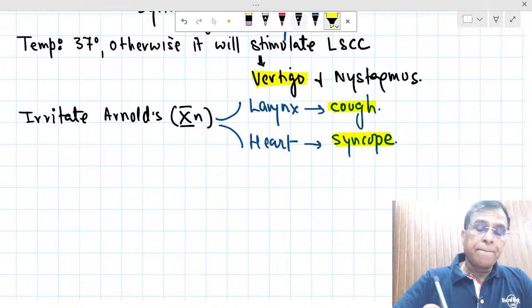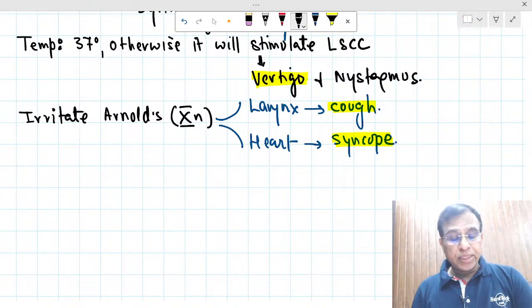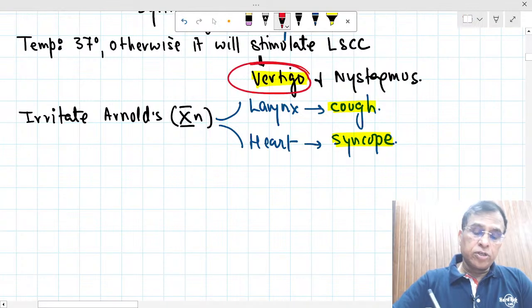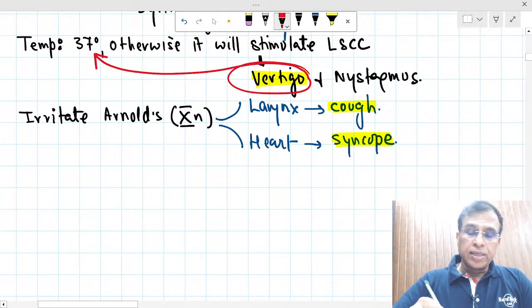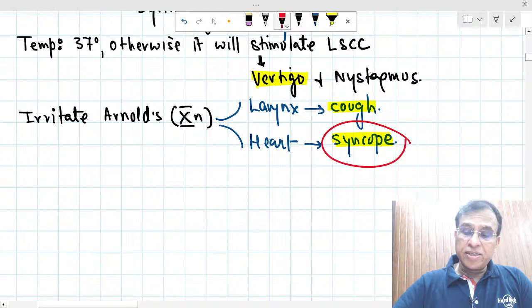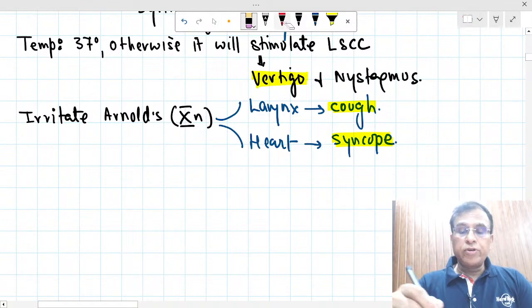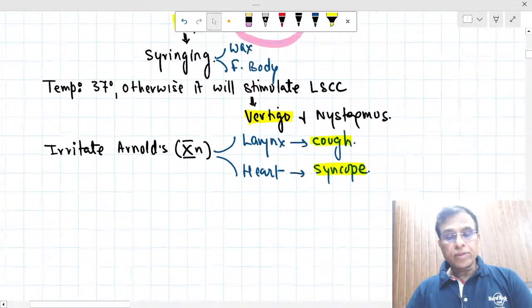And that is why what you have to remember is the cause of vertigo during syringing is different. Vertigo is because of the temperature problem, and the cause of syncope is different, which is due to stimulation of the Arnold's nerve. So you have to keep this in mind, right?